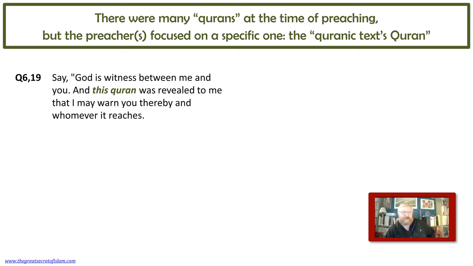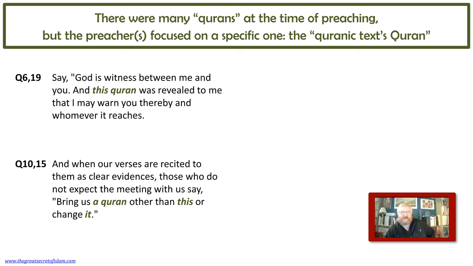Here in Surah 10, verse 15, we have a reaction of the audience to the proclamation of the preacher. When our verses are recited to them as clear evidences, those who do not expect the meeting with us say, bring us a Quran other than this, or change it. Bring us a recitation, bring us a reading other than this, and change it. Which means also that in the mind of the audience who is reacting, there could be other Qurans. So the Quran is not a unique book, a unique preaching. There were many Qurans.